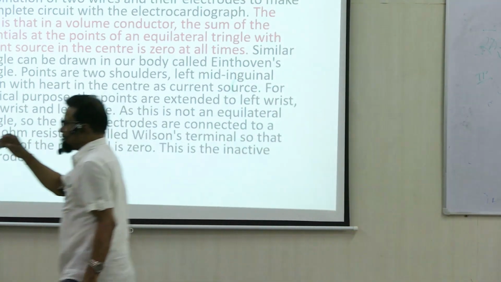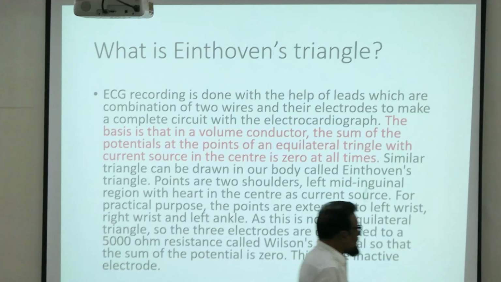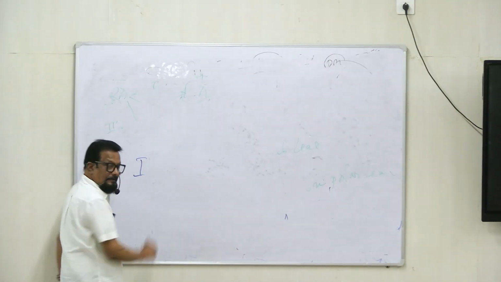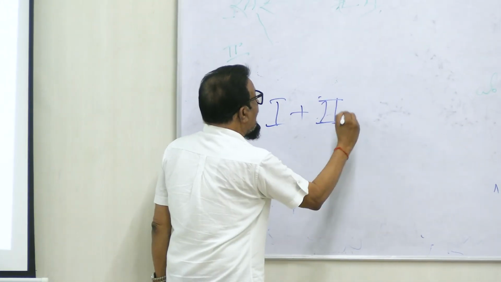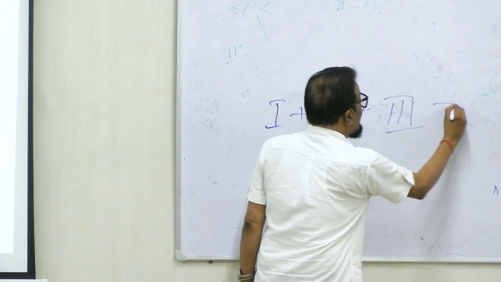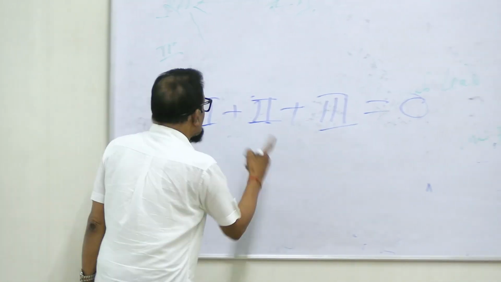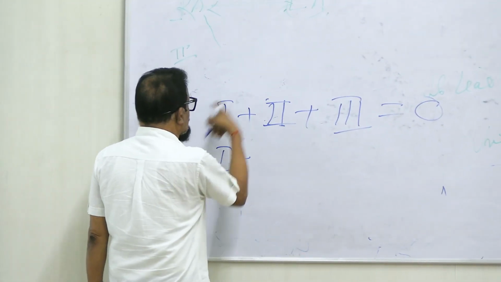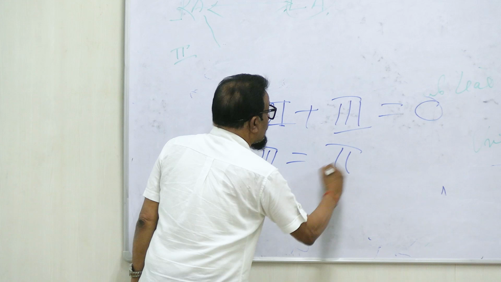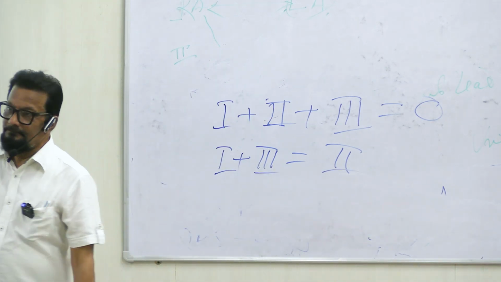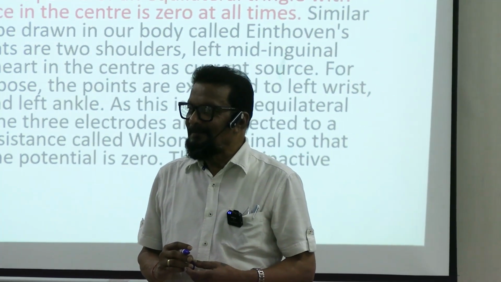Means voltage of lead 1 plus voltage of lead 2 plus voltage of lead 3 equals 0. It also says, if you get the sum total voltage of 1 and the sum total voltage of 3, it will be equal to that of lead 2. This is Einthoven's principle.